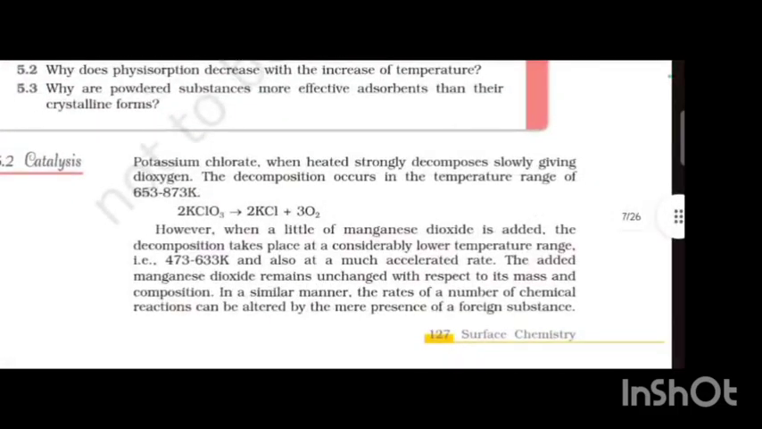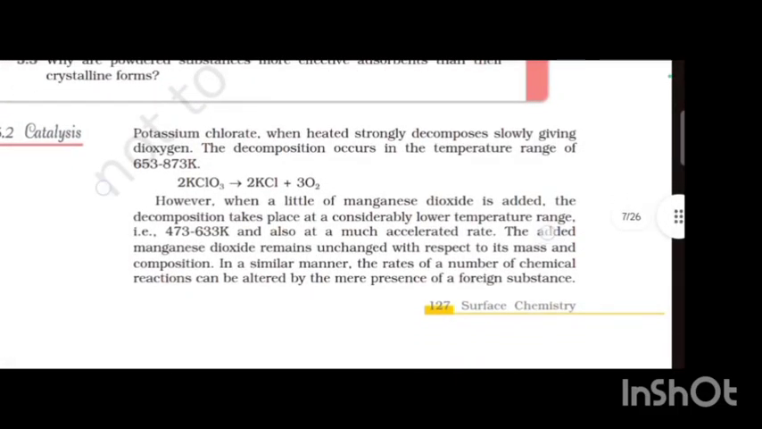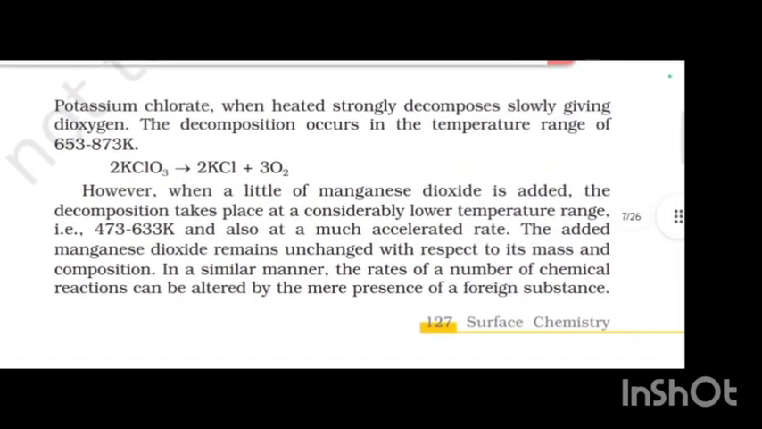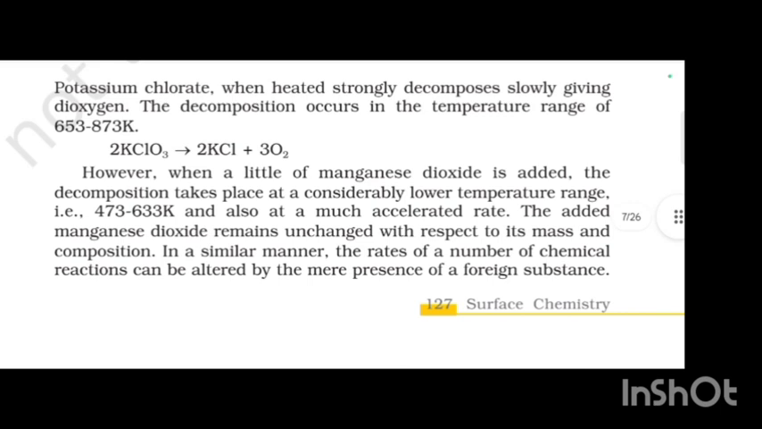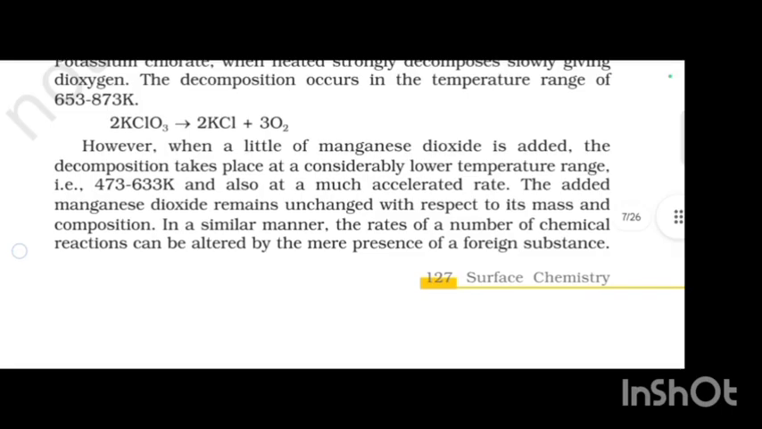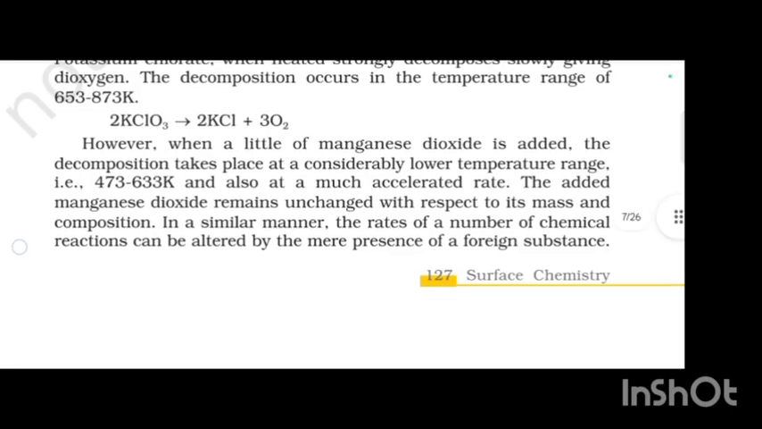Catalysis. Potassium chlorate, when heated strongly, decomposes slowly, giving dioxygen. The decomposition occurs in the temperature range of 653 to 873 Kelvin. 2 KClO3 gives 2 KCl plus 3 O2.